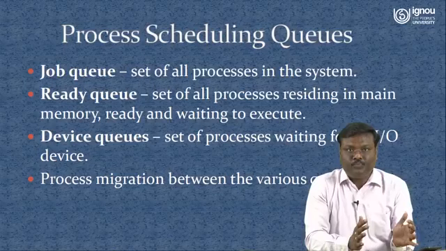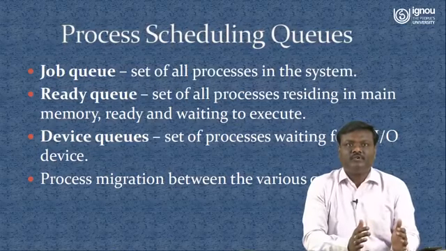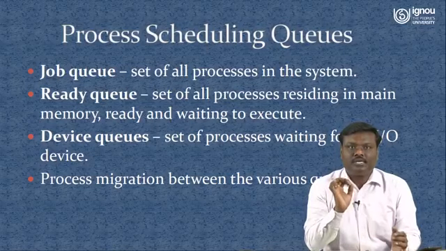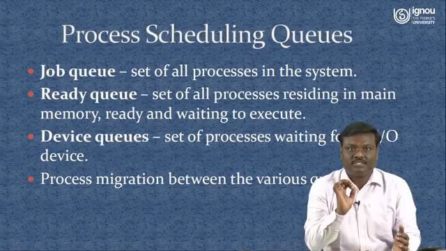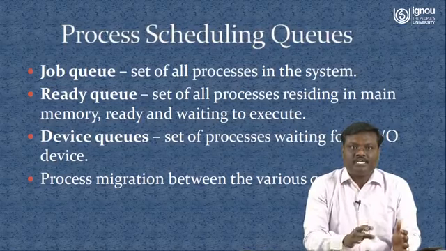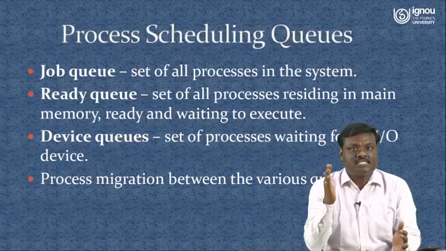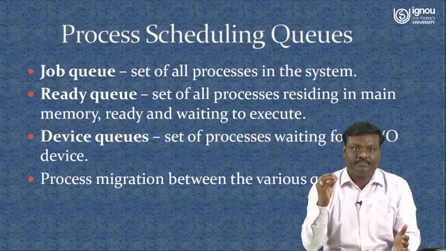The job queue, or pool, is maintained as a pool of processes waiting to be transferred to the RAM. Once they are transferred to the RAM, they are in the ready queue, and those processes are waiting for the CPU to be assigned to them.